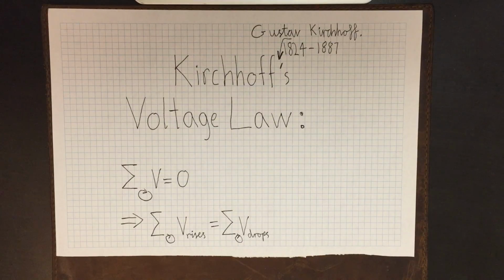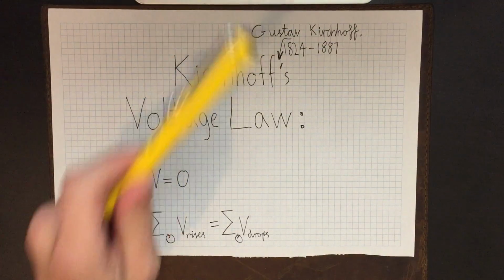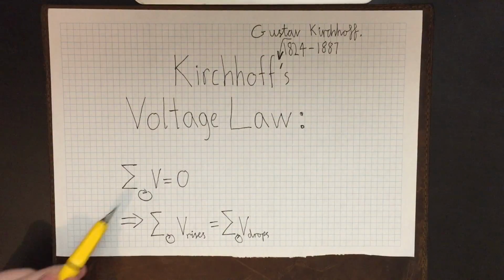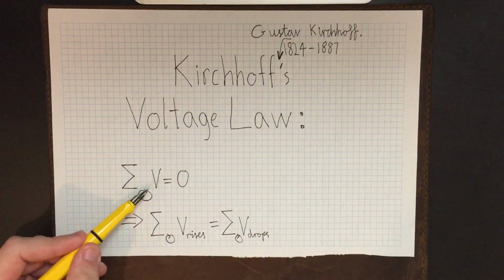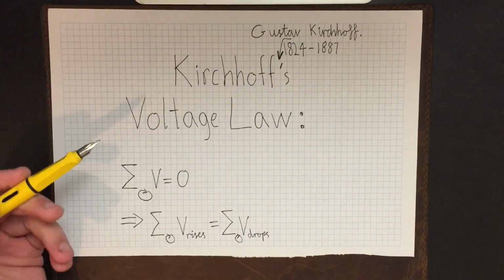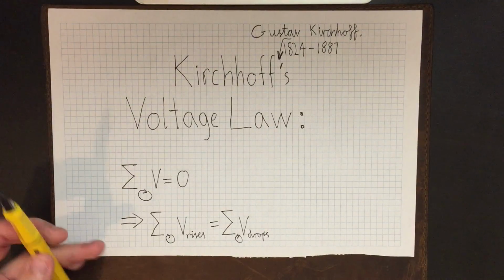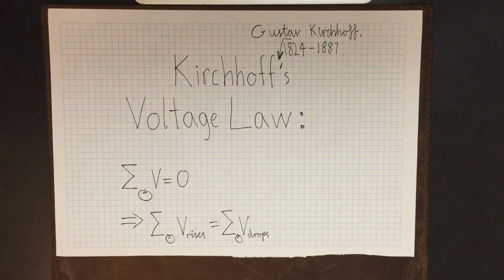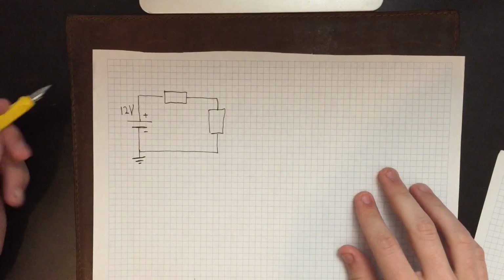Alright, so today we're going to look at Kirchhoff's voltage law. Now, this was found by Gustav Kirchhoff in 1845, and it states that the sum of the voltages around a loop will equal 0 if you pay attention to the signs, such as positive for voltage rises and negative for voltage drops, which you could also write as the sum of the voltage rises will equal the sum of the voltage drops. Now in DC circuits, this is pretty simple.